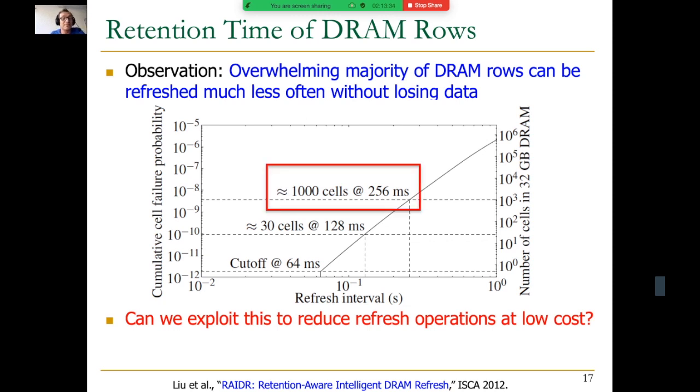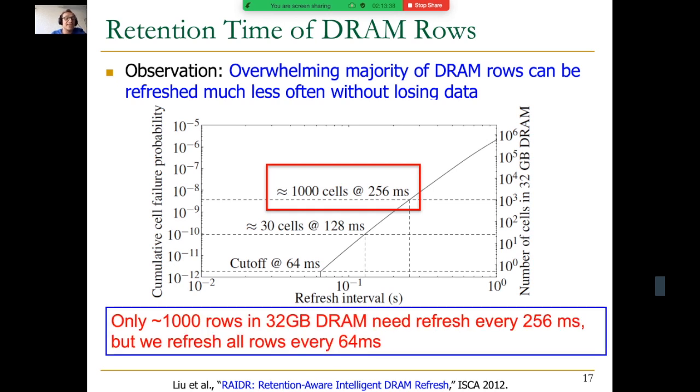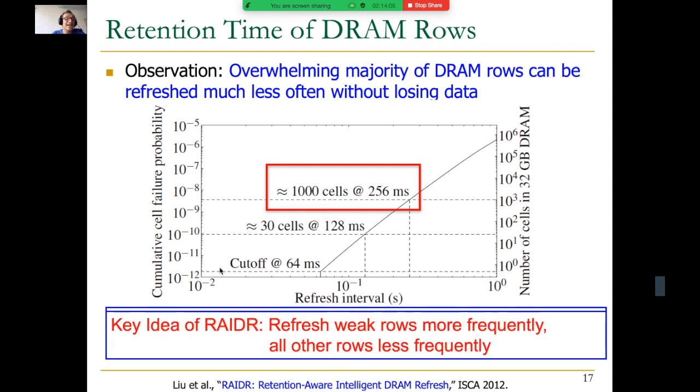I've given you some ideas, and I'm going to focus on one particular idea. So I already said this, only 1,000 rows in a 30 gigabyte DRAM need refresh every 256 milliseconds, but you refresh all rows every 64 milliseconds. Again, this says cells, but these cells are randomly distributed across the DRAM chip, meaning they actually map to different rows. This is really interesting, understanding the spatial distribution. Because process manufacturing variation is random, at least this part of it, these 1,000 cells map to different rows.